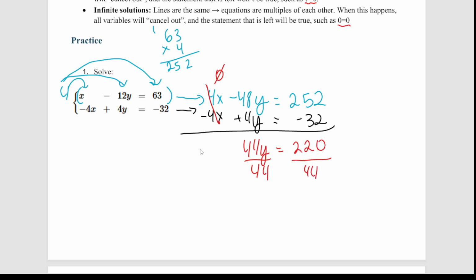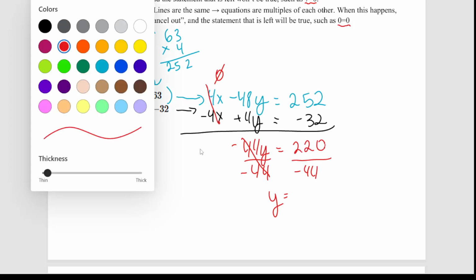And oh, I actually made a sign error because a negative plus a positive is a negative. So I'm really dividing by negative 44. Negative 48y plus a positive 4y will be a negative 44y. Negative 44 divided by negative 44 is going to make 1.